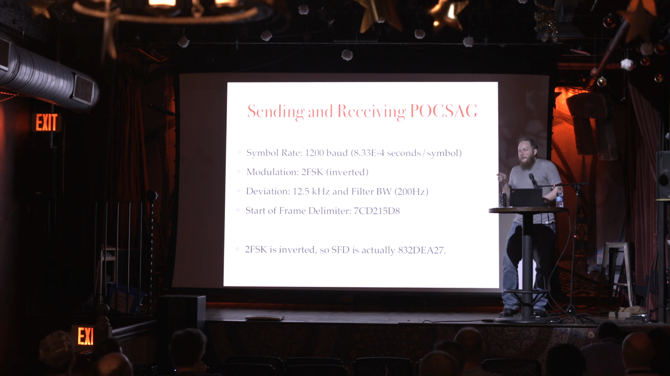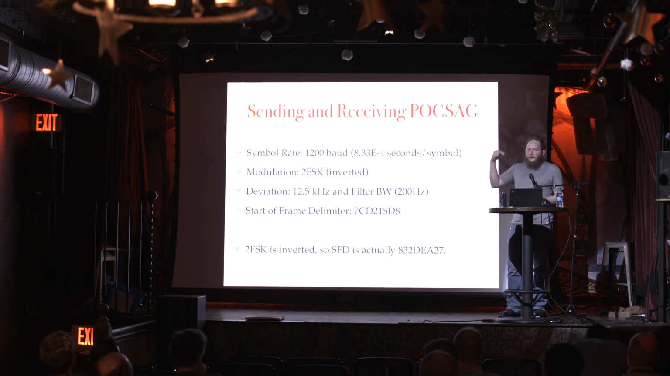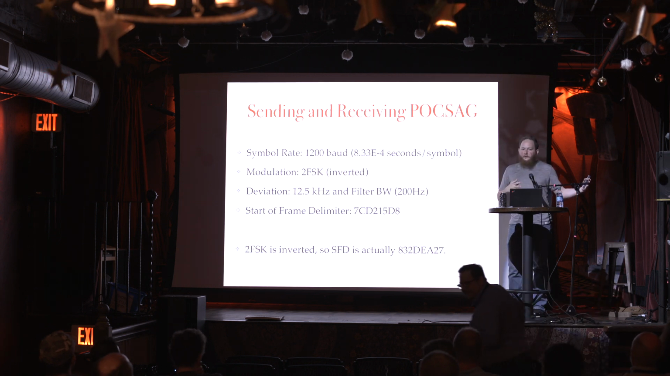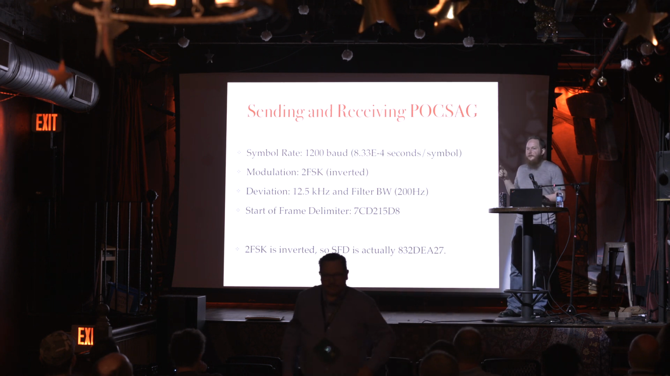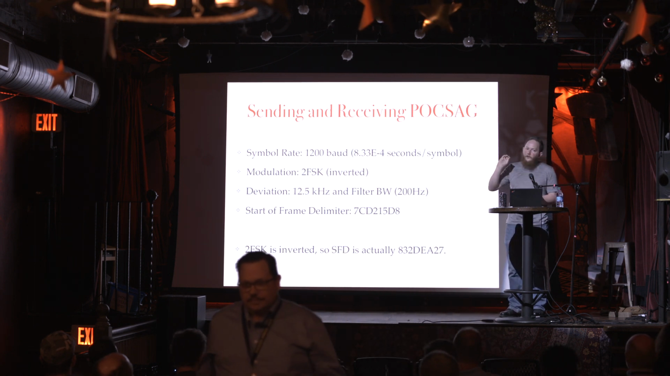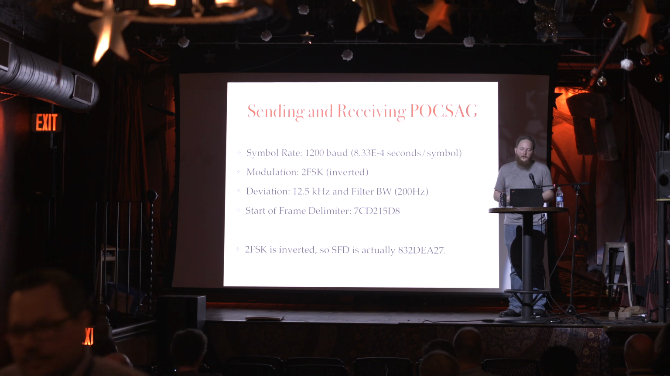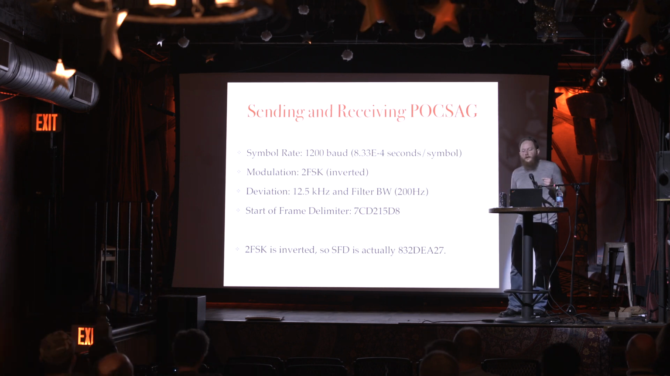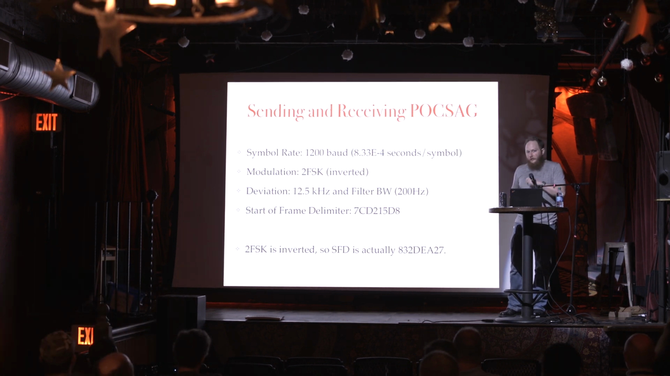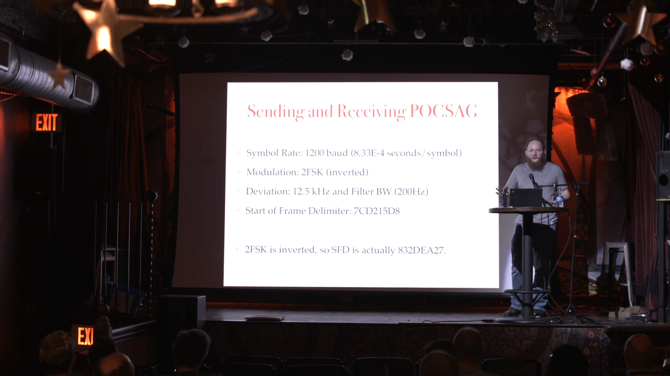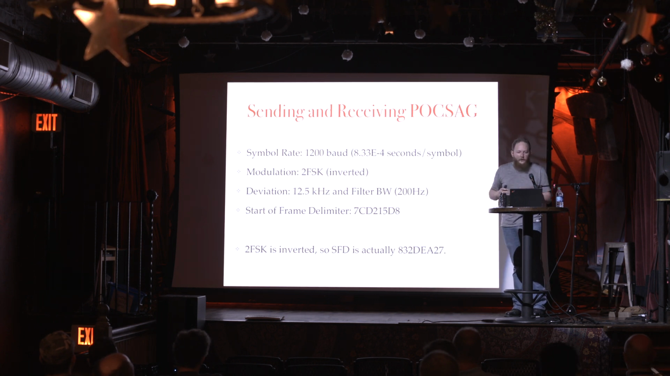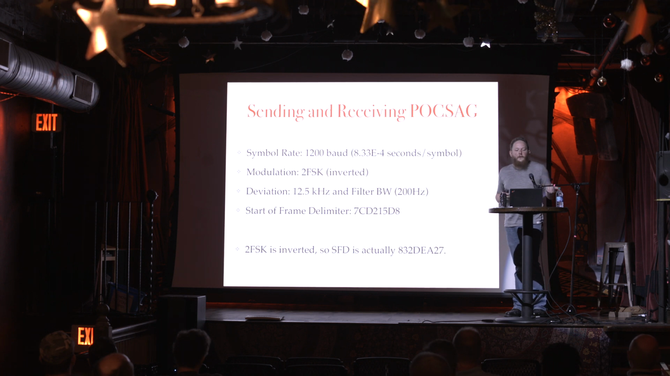So the symbol rate of 1200 baud is the standard definition, but the chip itself doesn't need to know that. The chip itself needs to know how wide a bit is, and that is 8.33 times 10 to the negative 4th seconds per symbol. So that's easy. We're just inverting a fraction here. But then it comes to modulation.